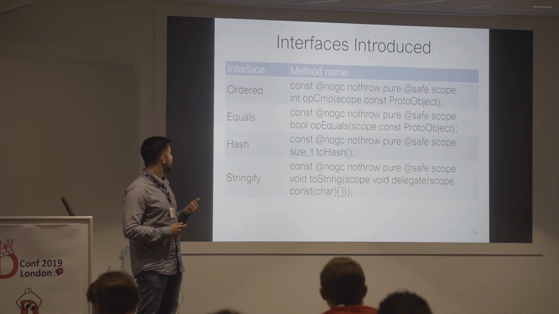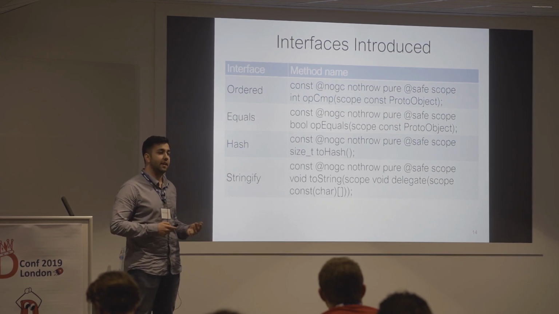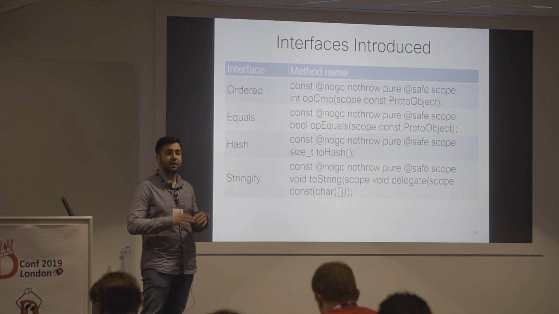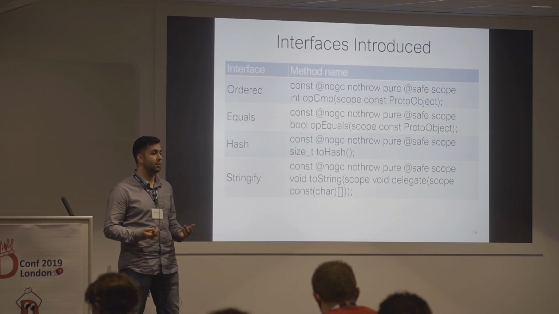So the first thing to notice with the toString is that we opted for a design that takes a delegate that you pass what you want to output, sort of like a sink, right? So this is a way of avoiding the GC problem.